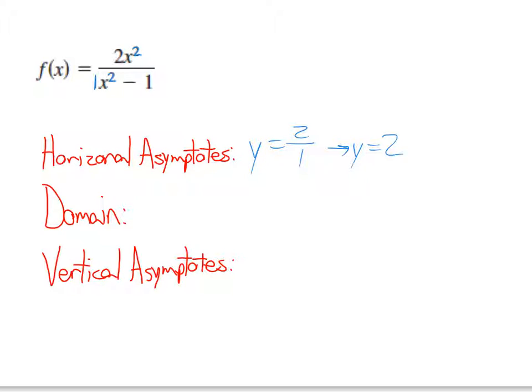Now, how about a domain here? X cannot be 1. Anything else? What would make our denominator 0 here? We got an x squared, so there should be 2 things. Minus 1, good. So plus or minus 1. X cannot be plus or minus 1.